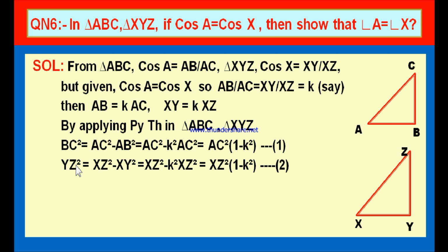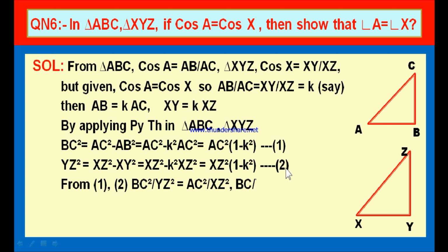Now let us find the ratio between these two, that is BC square by YZ square. Let us divide the first equation with the second equation. It means we divide the LHS of the first equation with the LHS of the second, and the RHS of the first with the RHS of the second. That is, BC square by YZ square is equal to AC square into 1 minus K square by XZ square into 1 minus K square. As 1 minus K square is common, you can cancel, so that AC square by XZ square remains. Now BC square by YZ square is equal to AC square by XZ square.